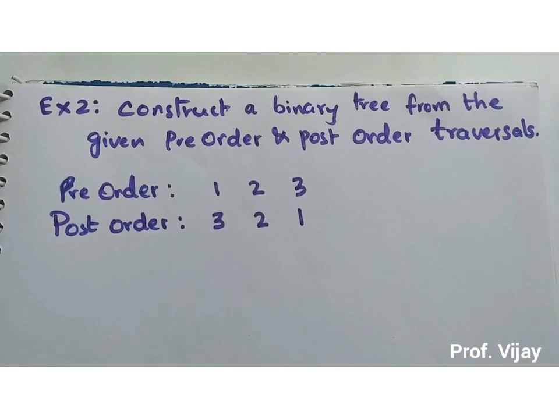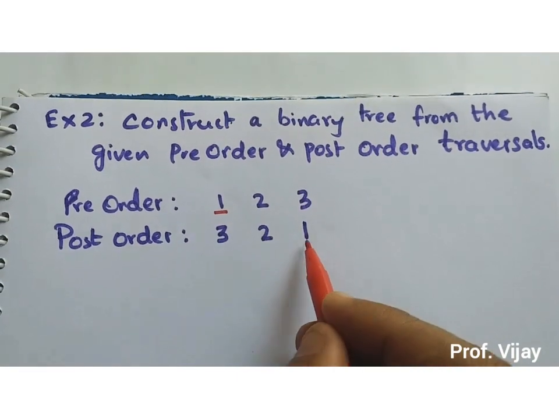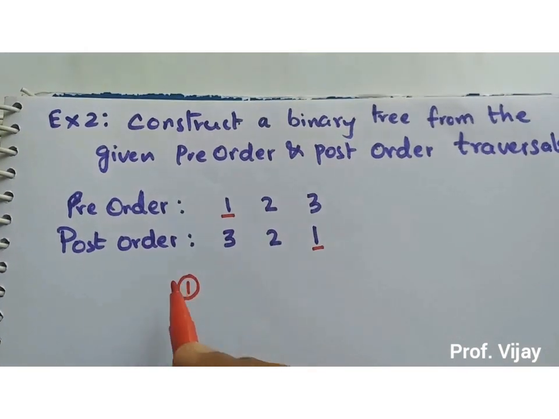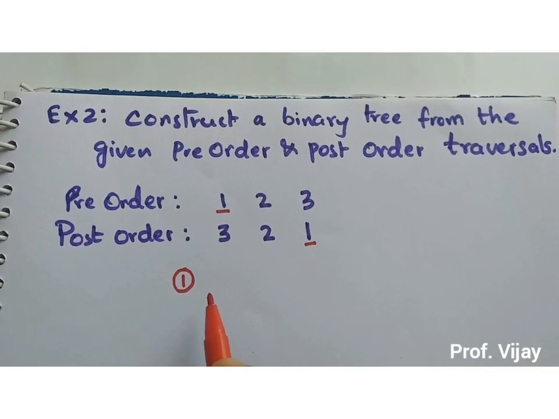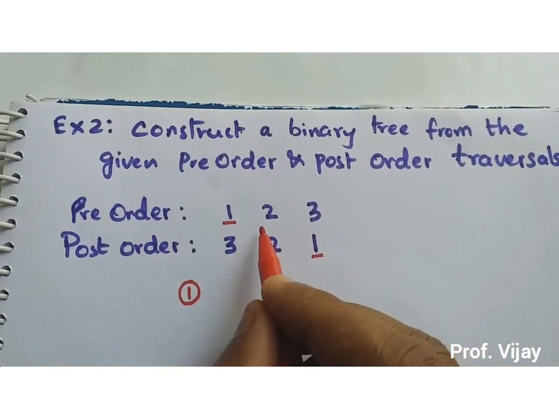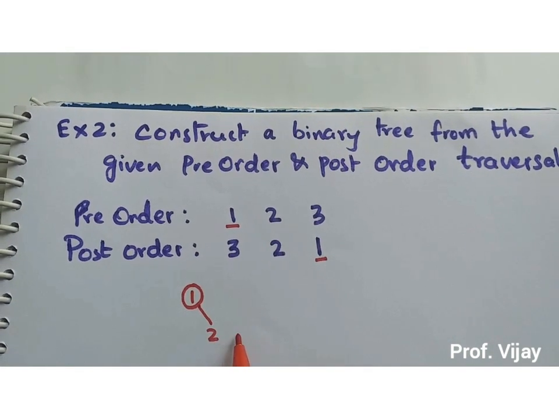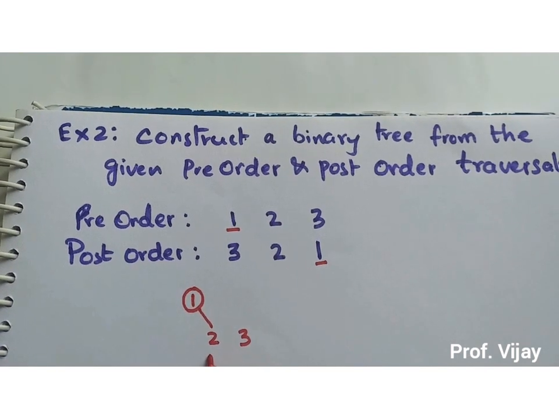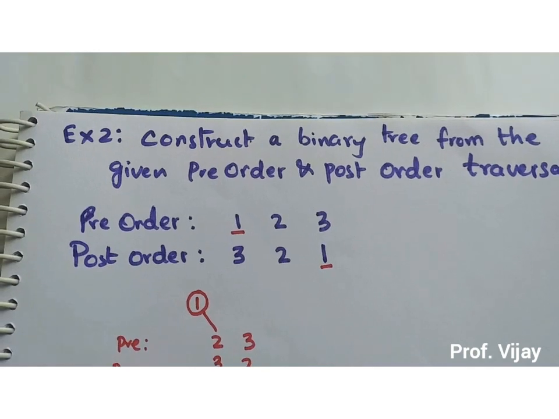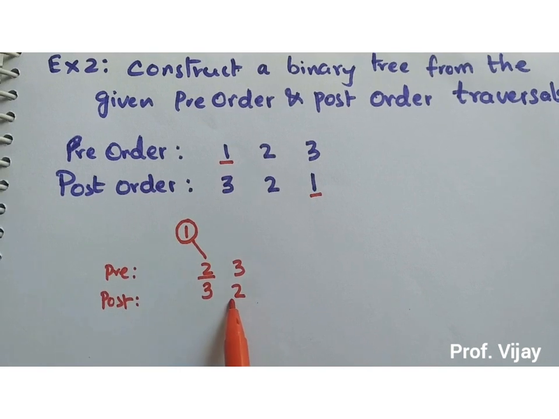Construct a binary tree from the given pre-order and post-order traversals. So pre-order first value is root and post-order last value is root. So now we can directly say that 1 is the root. So considering the first check, TL is null, TR is not null. So both will go into TR. So 2, 3 and 3, 2, pre-order and post-order. Now you know that 2 is the root.